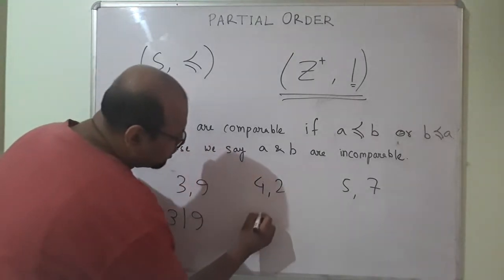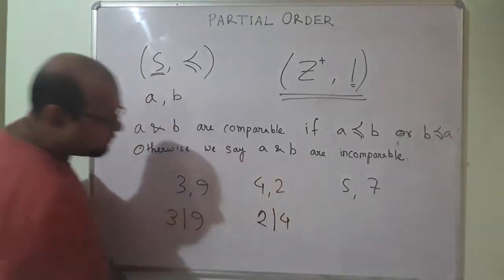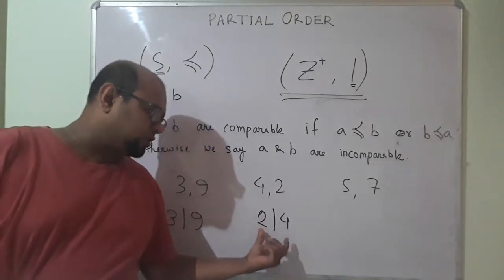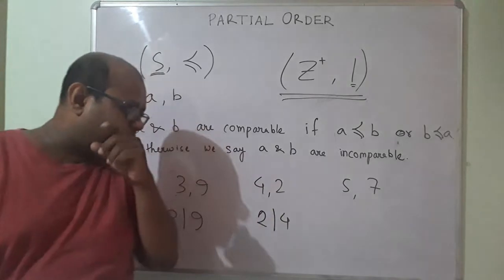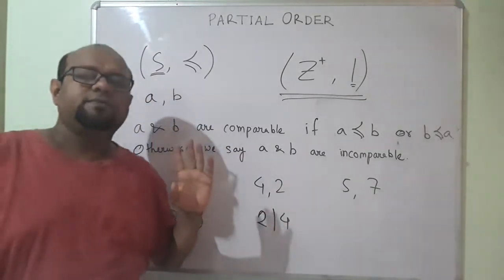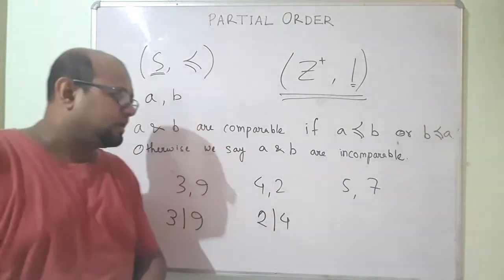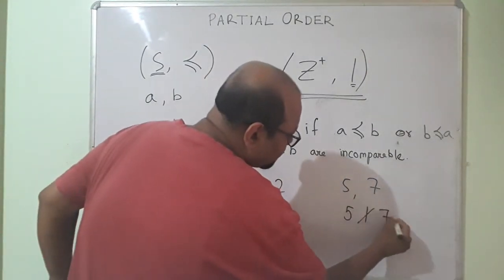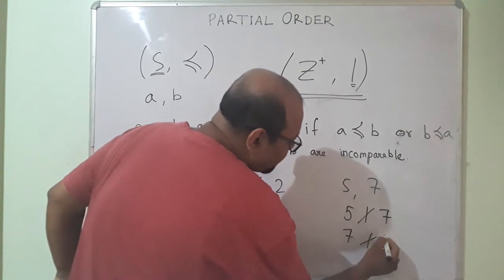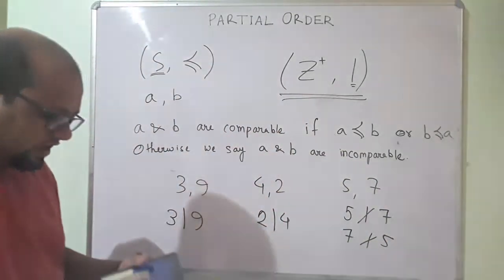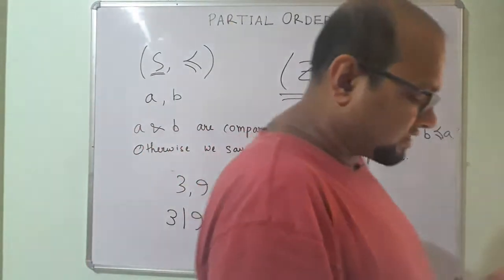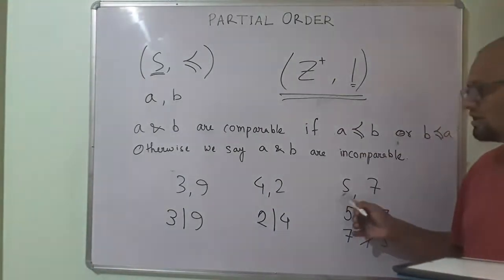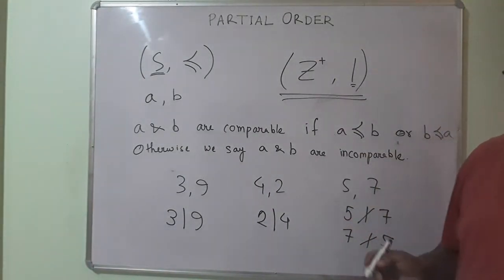I know 2 divides 4. So I know these two are comparable. So (2, 4) is in my relation. So 2 and 4 are comparable. Now 5 does not divide 7. And 7 does not divide 5. So (5, 7) and (7, 5), both of them are not in my relation. Right? So I know 5 and 7, these two are not comparable.